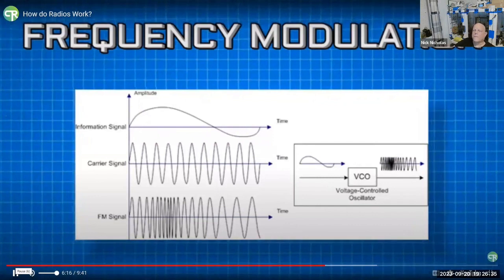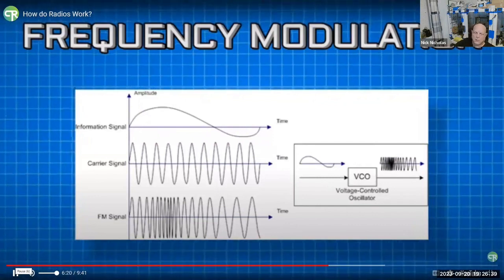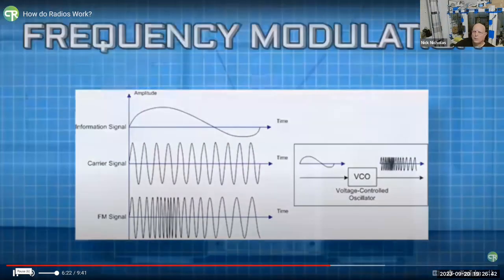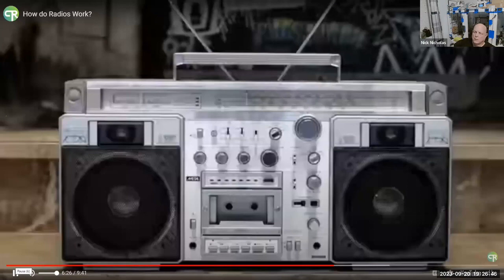This means that the distance between the peaks of the waves is varied based on the data that's trying to be transmitted. Bringing all of these different techniques back into the real world, we can begin to understand them a little further.